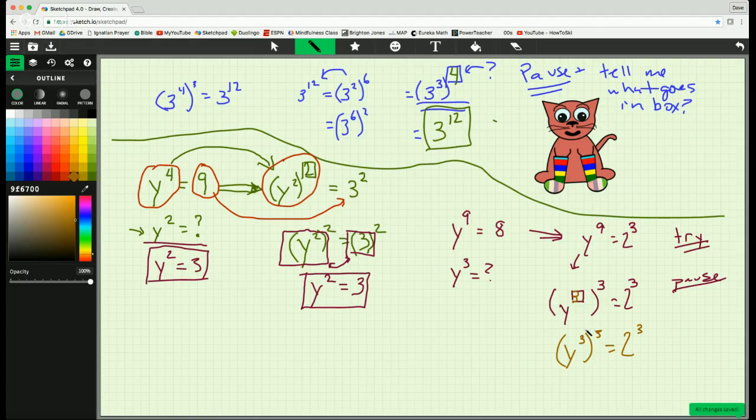So now, if what's inside is raised to the 3rd power, and what's outside is raised to the 3rd power, then y to the 3rd has to equal 2. And there's our answer. We don't know what y is, but we know that y to the 3rd power has to equal 2. Okay.